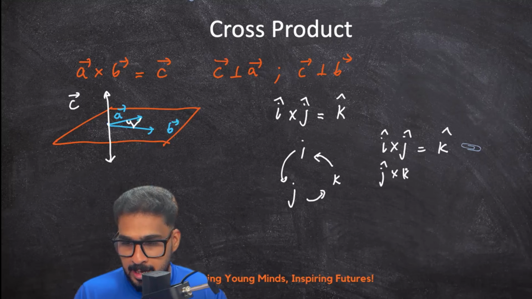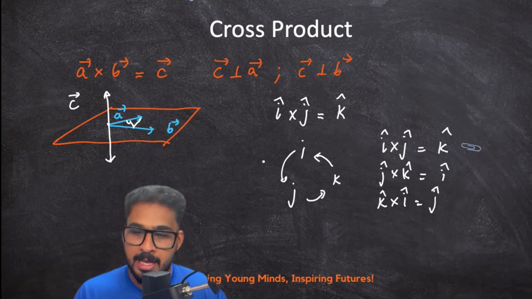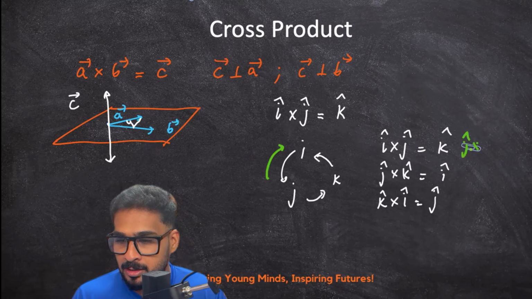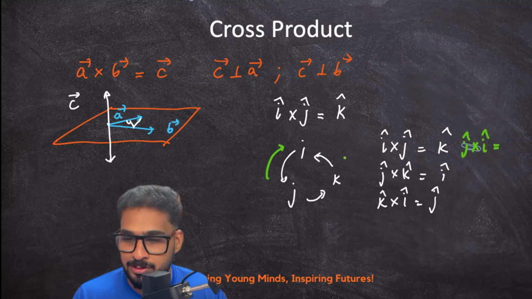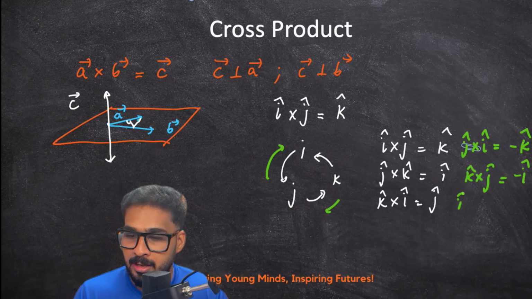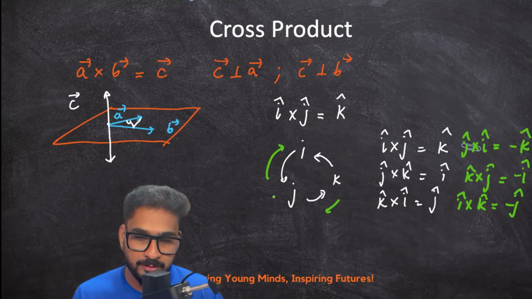j cross k will take you to i. k cross i will take you to j. If I move in the opposite direction like this, let us say j cross i, you need to put a negative sign. So it becomes minus k. If I write it as k cross j, then it goes to minus i. Similarly, i cross k will be equal to minus j. So always remember this circle, the ijk circle, it is always written in this format.